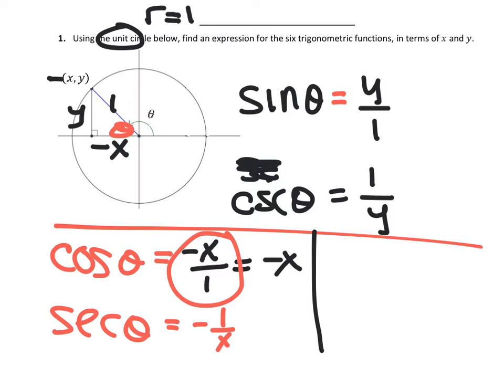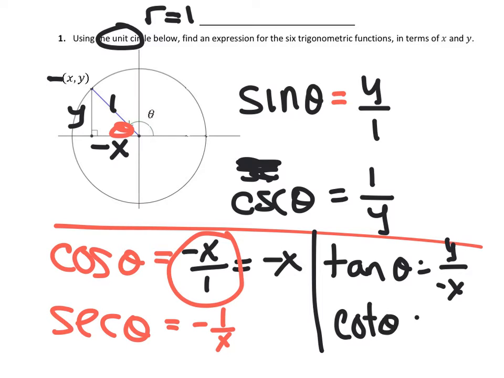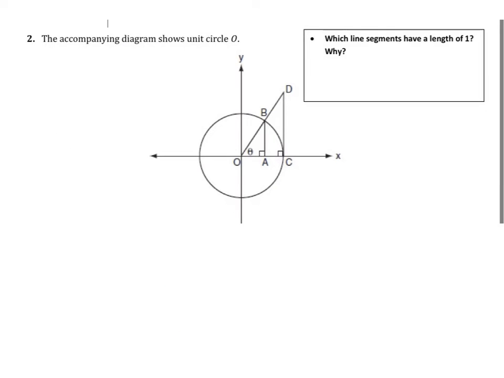And then lastly, we'll get tangent, which is TOA, opposite over adjacent. So my opposite is y, my adjacent is negative x. So y over negative x, and its reciprocal is cotangent. And we'll just flip it. So that's going to be negative x over y. All right, so you're going to want to copy this picture down for yourself for example 2, so pause it and go ahead and do so.